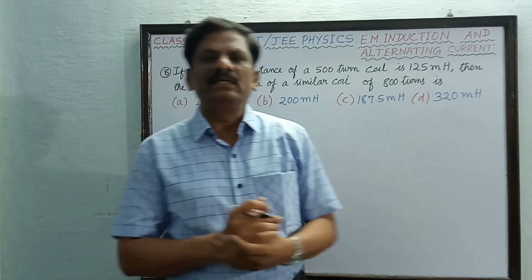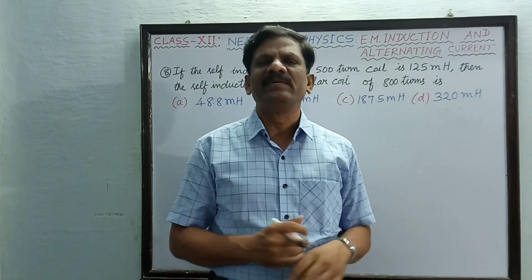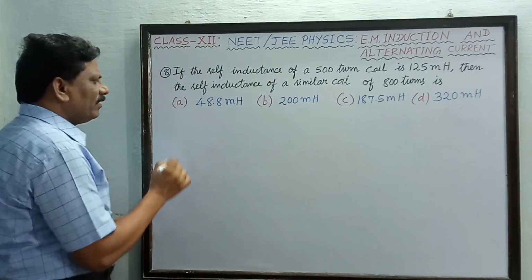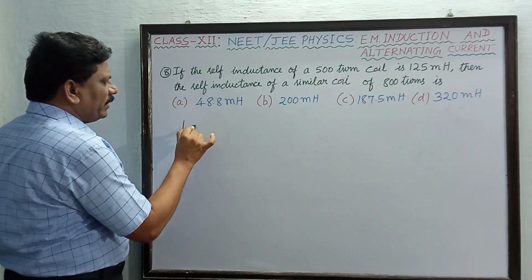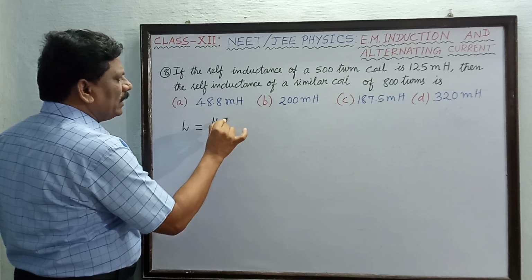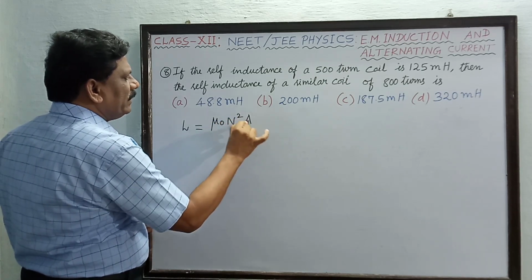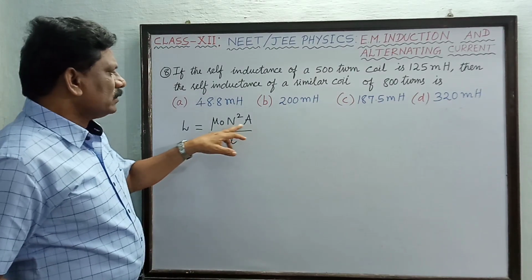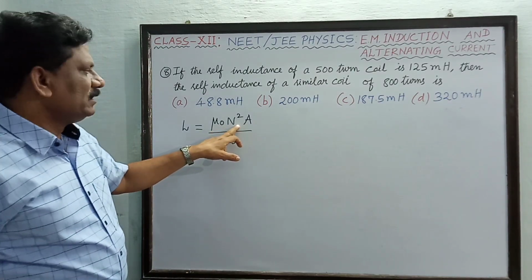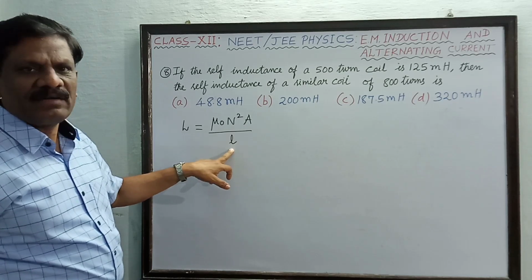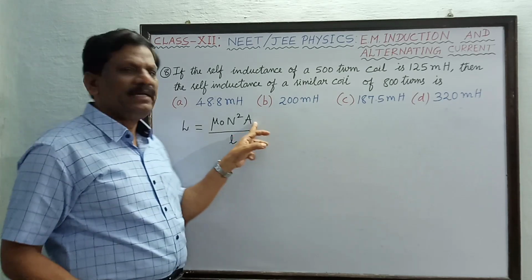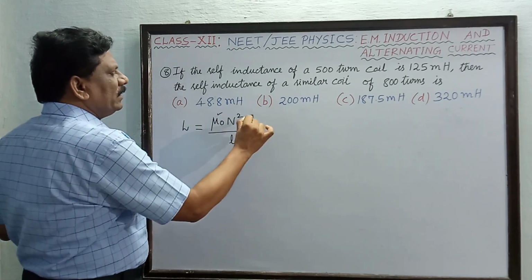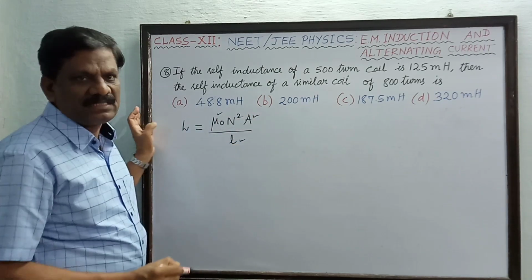When two coils are said to be similar, they must have the same length and the same area of cross section. Now the self-inductance of a coil is given by L is equal to mu naught N square A divided by l. So N is the number of turns, l is the length of the coil, A is the area of cross section. Here mu naught is constant, and A and l are constants, only N is a variable.